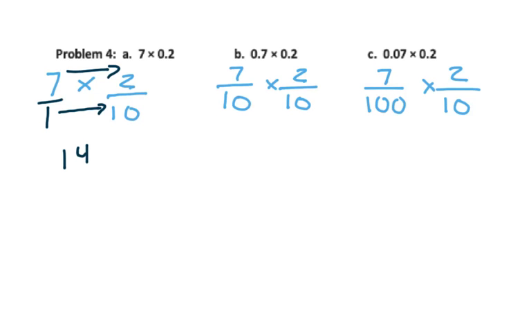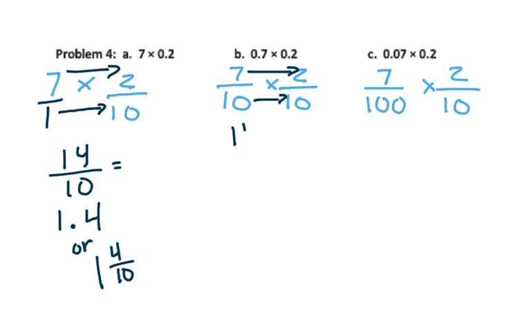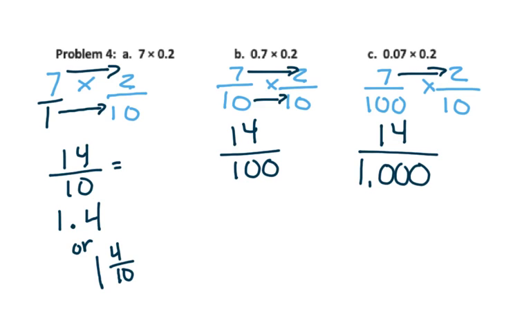Remember, when we multiply by a whole number, we put it over 1. So this would give me 14/10. 14/10 would be the same as 1 and 4/10. When I multiply my second problem, I get 14/100ths. And when I multiply my last problem, I get 14,000ths.